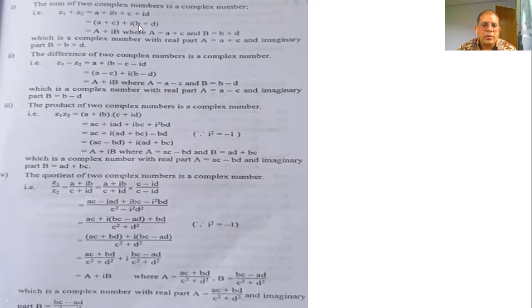Take the common term i: b plus d. So it is capital A, it is capital B. So it is A plus iB. So it is a complex number. Similarly, you can observe here the difference, and the product, and the quotient also. So all these are your complex numbers. If you do sum, difference, product, or quotient, all these are complex numbers. So you can write down this concept from here.